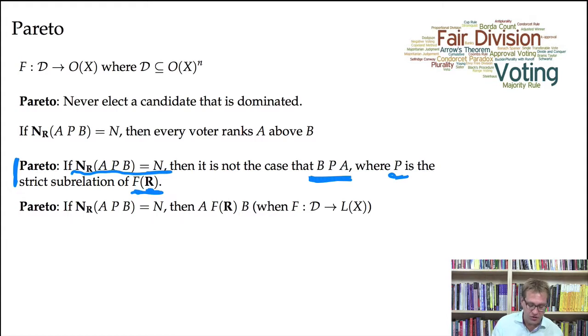Now, in the context where the range of our group decision-making method is just the set of linear orderings, if B cannot be ranked strictly ahead of A, that means A has to be ranked strictly ahead of B. So we can simplify the definition of Pareto a bit and say if everybody ranks A ahead of B, then society has to rank A strictly ahead of B.